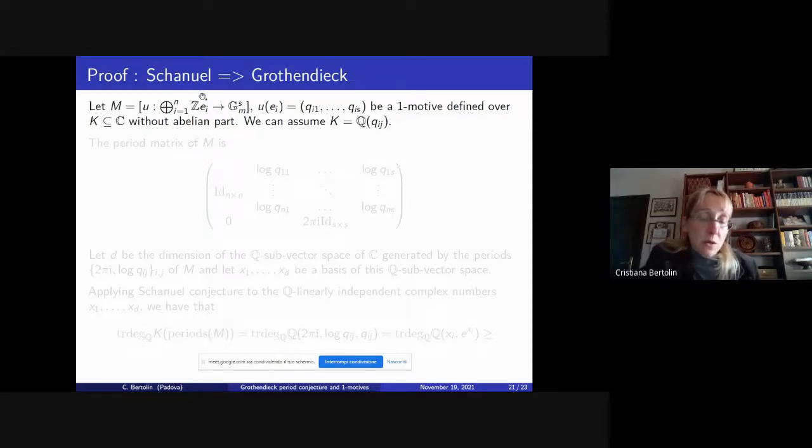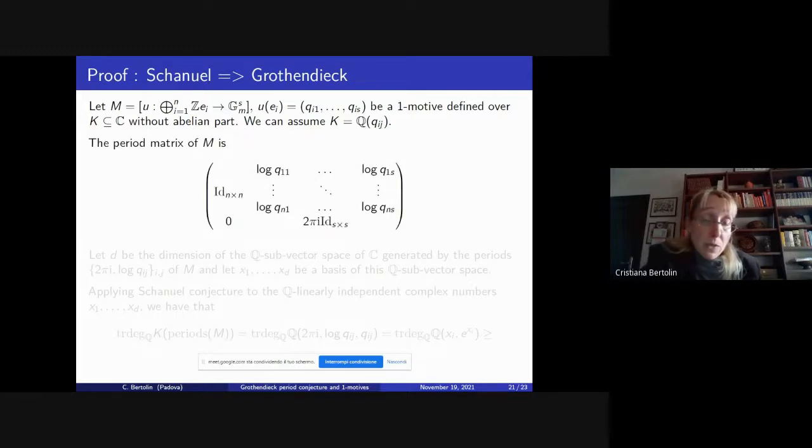So this is a Z-module and the torus, and the arrow from the Z-module to the torus. So this arrow is just a point in K star, and we assume that the field over which M is defined is just the field generated over Q by these points q_j. The period matrix of M is as before. You have 2 pi i, and then you have all the logarithms of the points q_j.